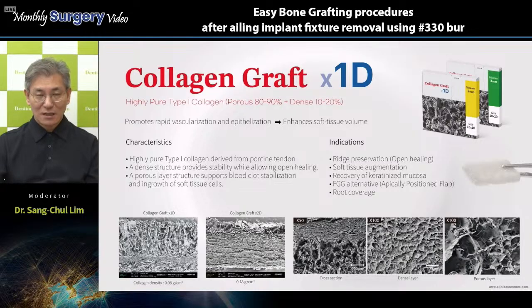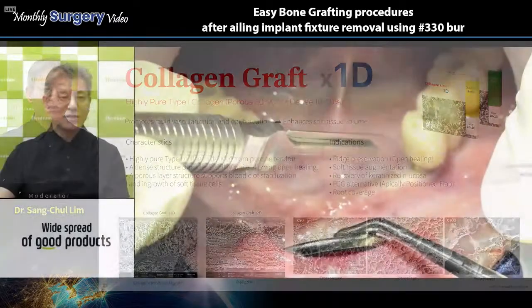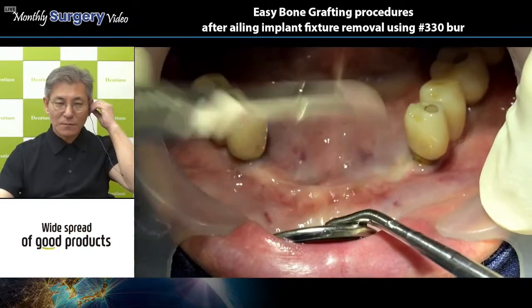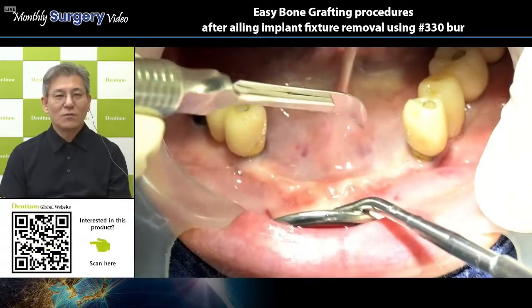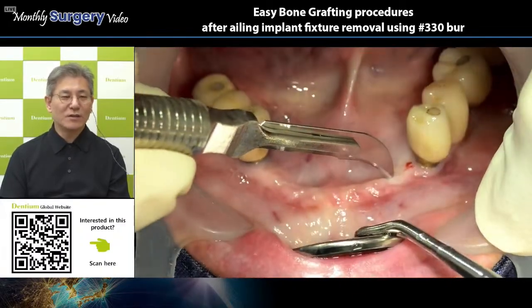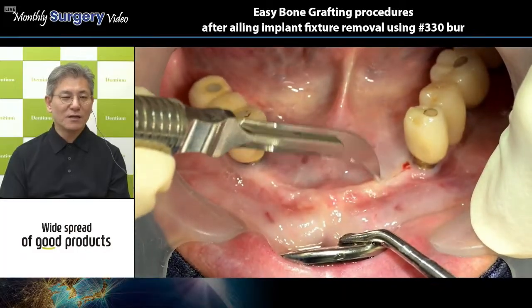We're going to get the lessons and the tips of the procedure. How can I deal with this collagen graft in a big GBR procedure? Okay, let's move to today's surgery. The more detailed information will be given during the surgery video, right?